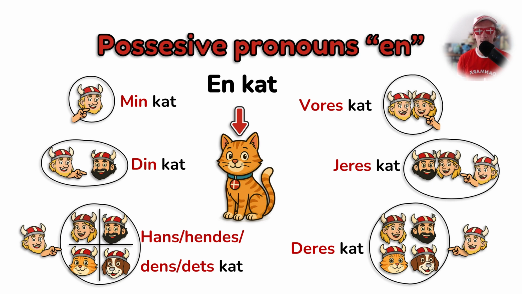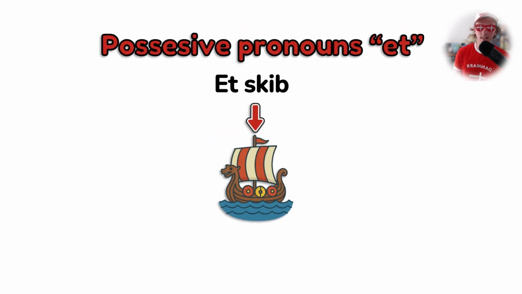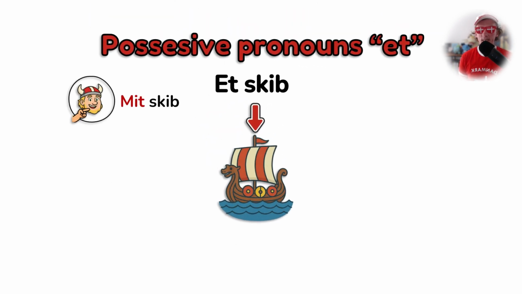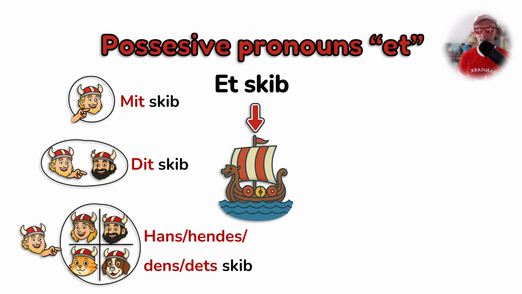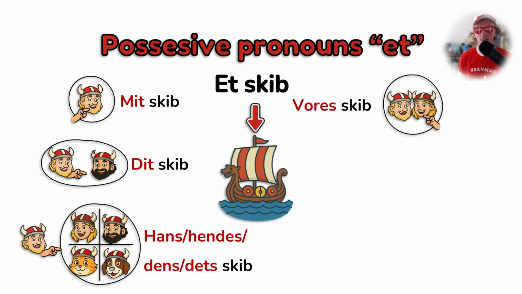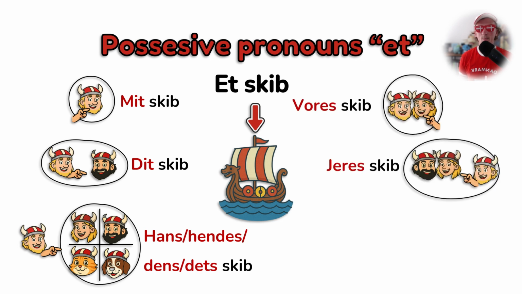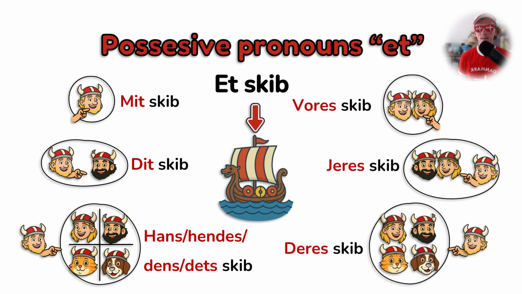Now let's look at an it word here. Exactly. A ship, it skib. Mit skib, dit skib, hans, hendes, dens, dis skib. And for the plural, vores skib, jeres skib, deres skib. As we see, mit and dit have a T because it's an ET noun. It skib, mit skib, dit skib. Keep this in mind.